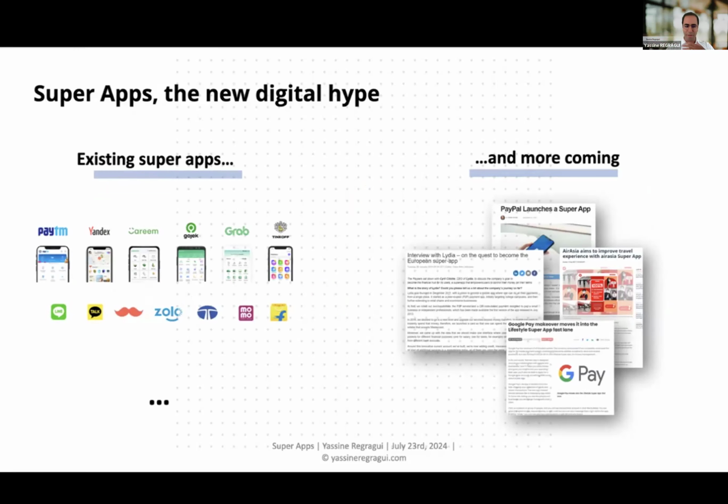So there are several super apps that exist today. We can even count them, and it's more than 50 super apps. And you can see in the news that there are more and more super apps coming up. You have different industries, not only fintech, but also airlines. You have AirAsia that has its own super app. But you also have Google that's aiming to have a super app. You have Lydia in France. You have Karim in the MENA region. So yeah, here you can really see a need from those companies to launch it.